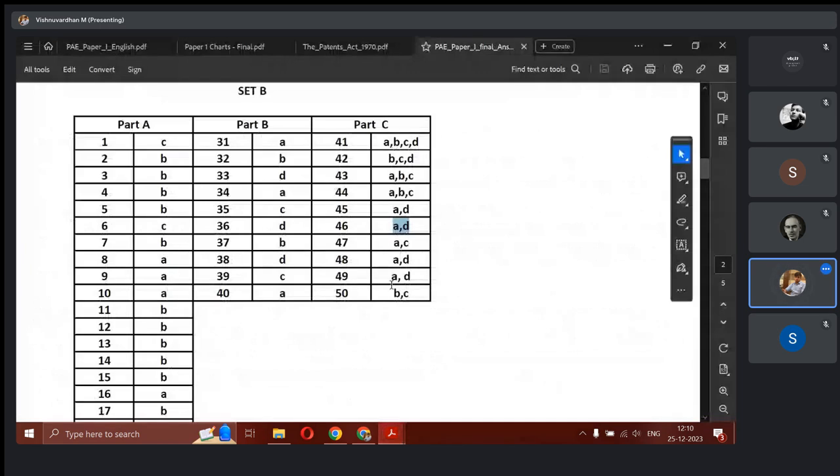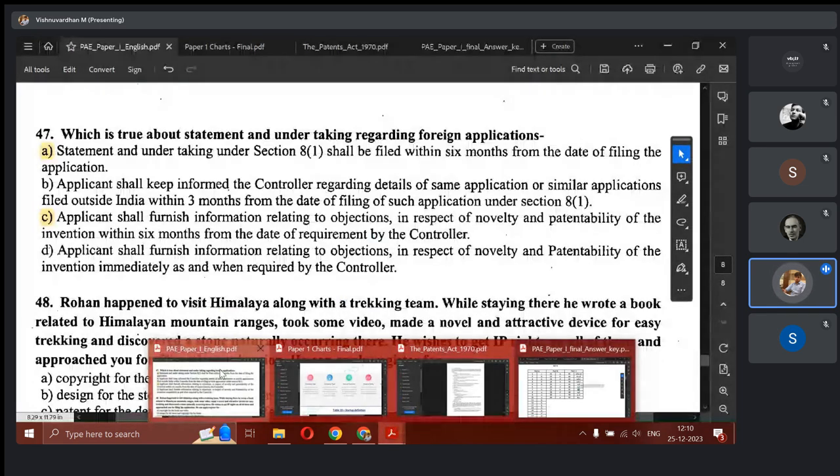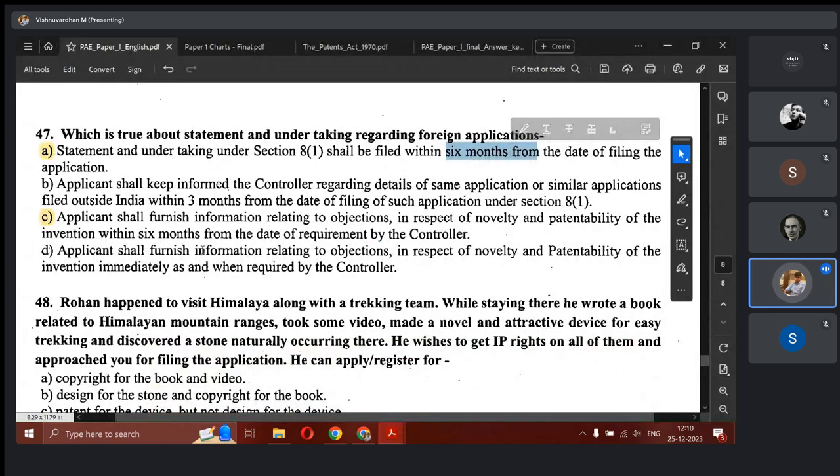So 47 is A and C. Okay, so you have a time limit of 6 months. I think Uttam is spot on here. So just remember that 6 months, whenever it is a foreign undertaking or any information regarding the foreign thing, there's a deadline of 6 months. Not as and when the controller requires, it's always 6 months, A and C.